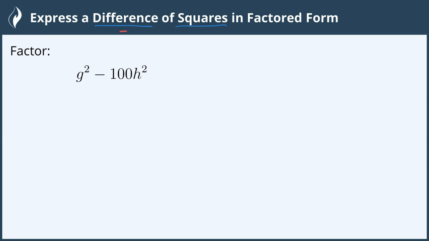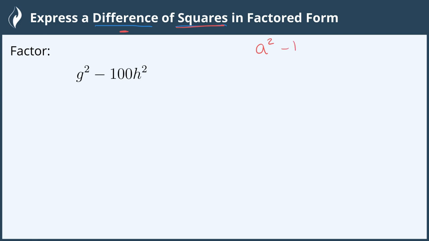are perfect squares. Here our first term is g squared. That's a perfect square because it's g times g. And our second term is 100h squared. 100 is 10 times 10, and h squared is h times h. So it is a difference, meaning subtract, of two squares. And this follows the pattern as such.